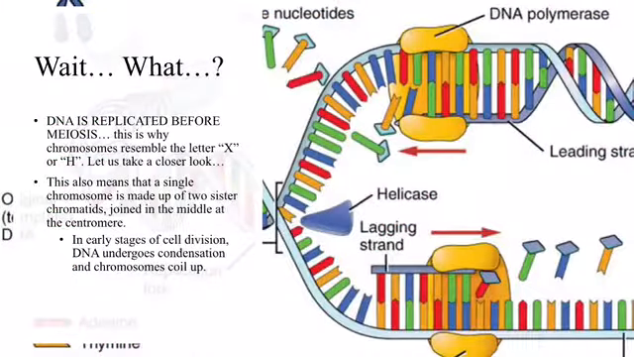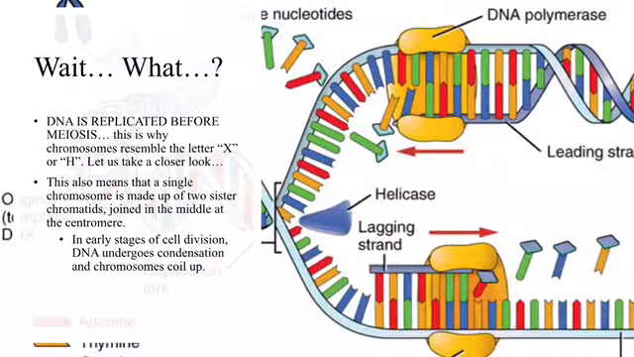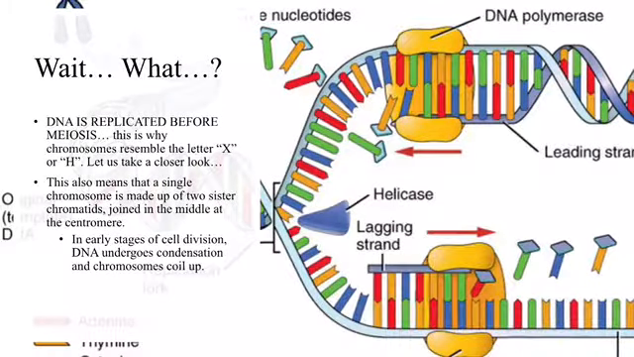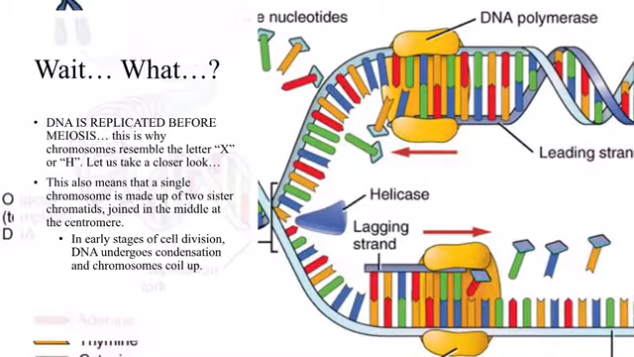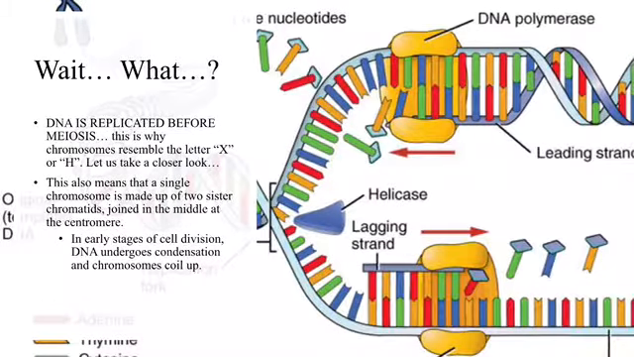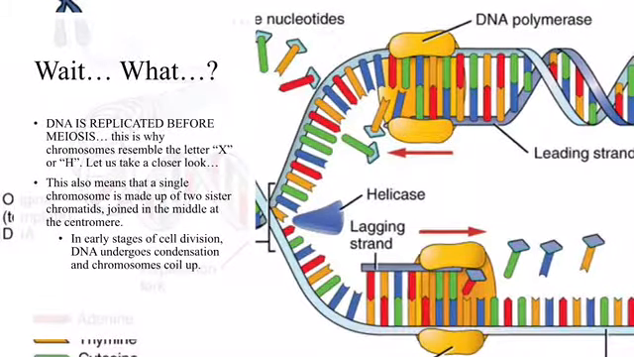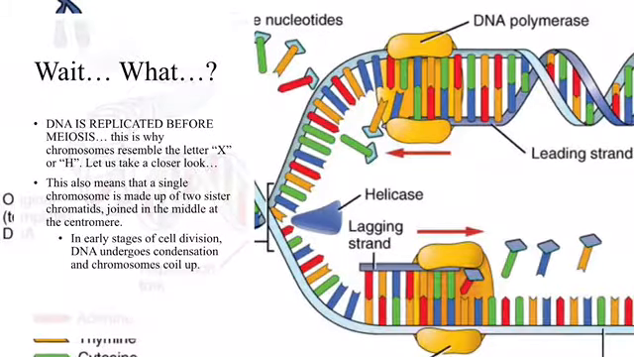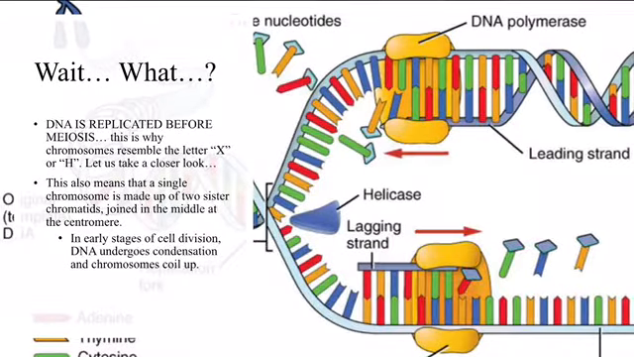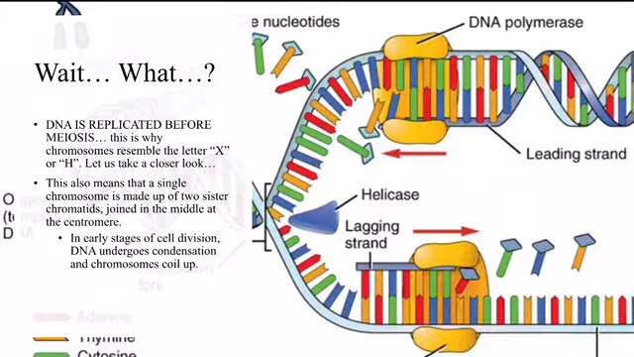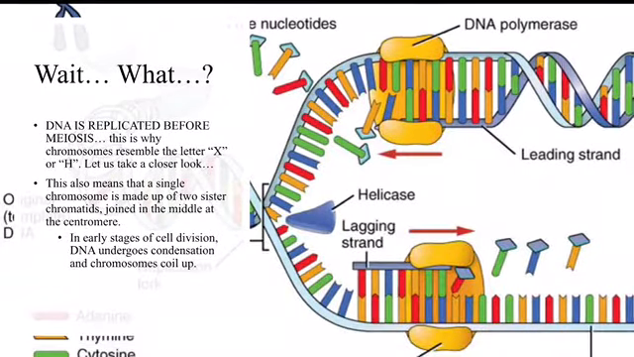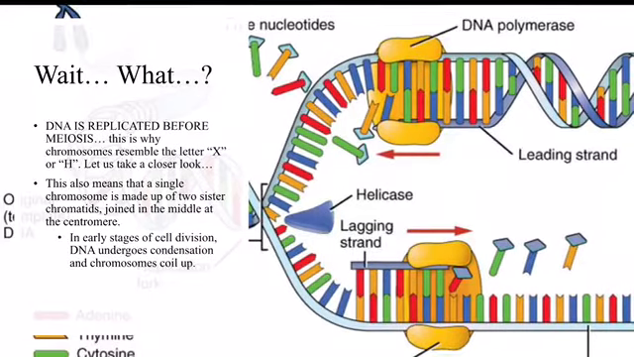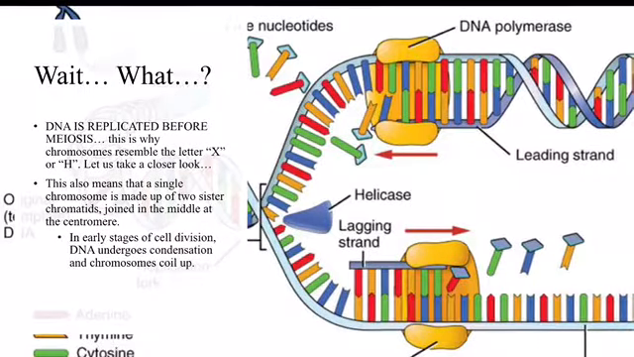Hey, what? DNA is replicated before meiosis? Yep, of course, this is why the chromosome resembles the letter X or H. So let's take a closer look. This also means that a single chromosome is made up of 2 sister chromatids joined in the middle by the centromere. So picture that in your head. In the early stages of cellular division, DNA undergoes condensation and the chromosomes coil up.